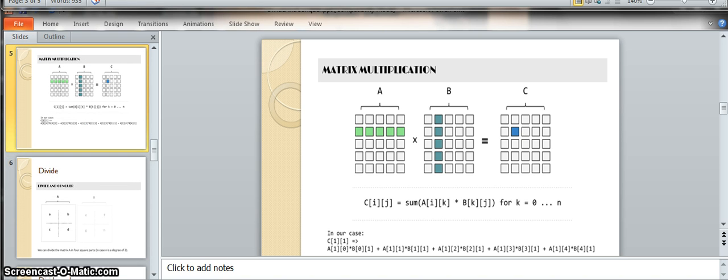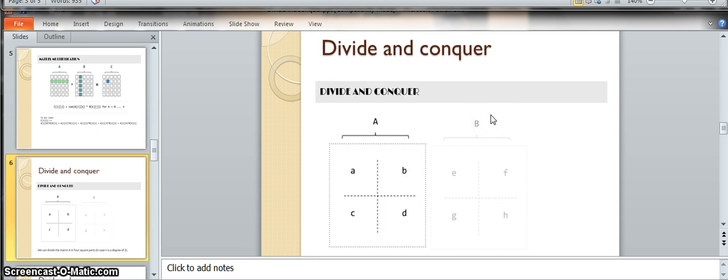If we evaluate the time complexity of this method, we have complexity of order n cube, because for every element of C we perform the multiplication n times, and there are n squared such elements in C. Suppose A and B are square matrices. Let us try to find the divide and conquer approach for matrix multiplication.